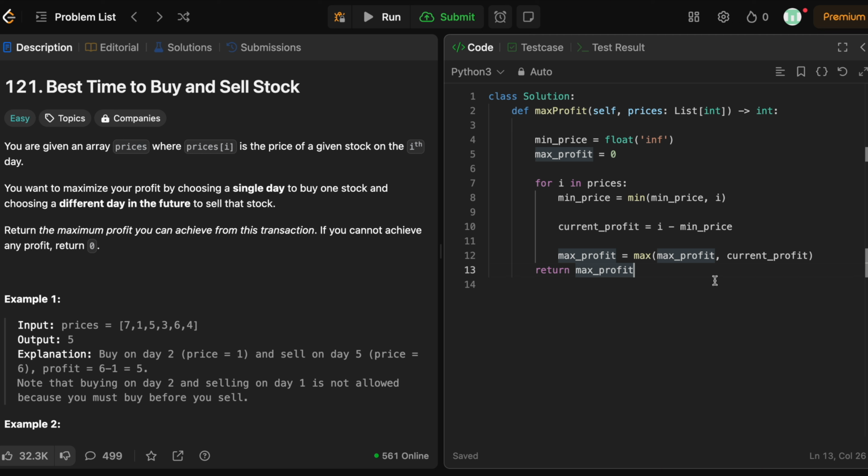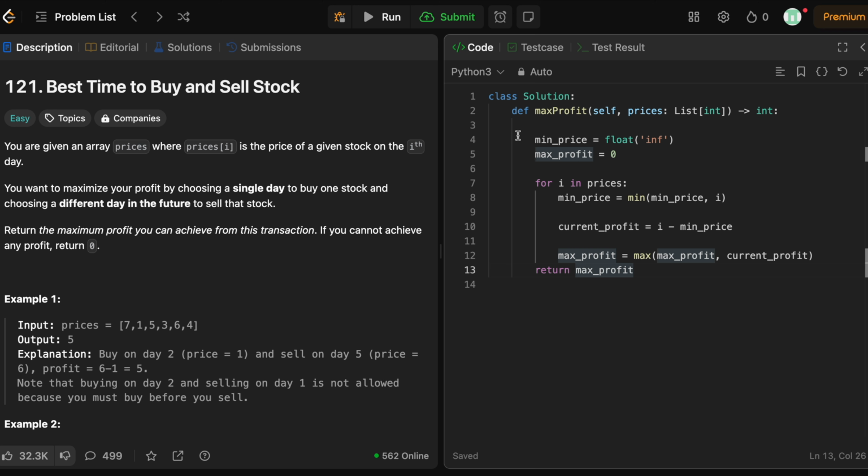Now let's talk about the efficiency. We only need to go through the array once, and at each step we are doing simple comparisons. So this gives us the time complexity of O(n), where n is the number of days. And we have only used 2 variables, so our space complexity is O(1). And that's it. We have solved the stock trading problem.